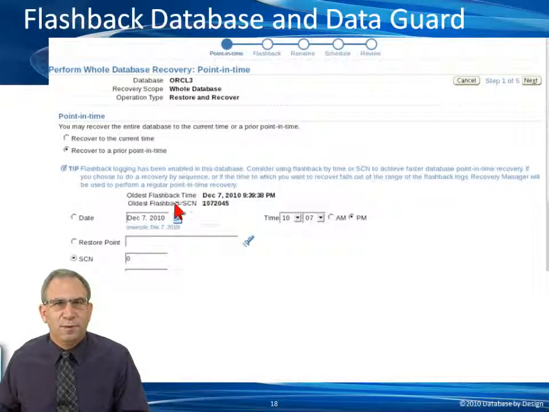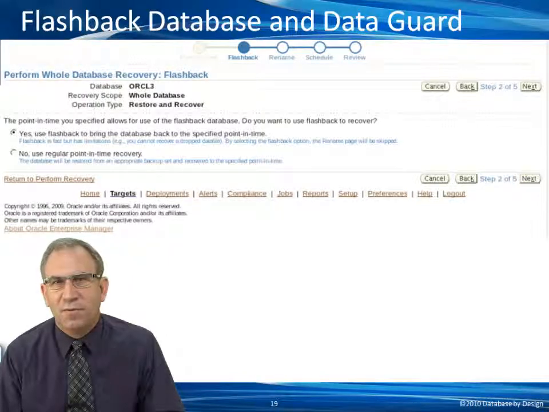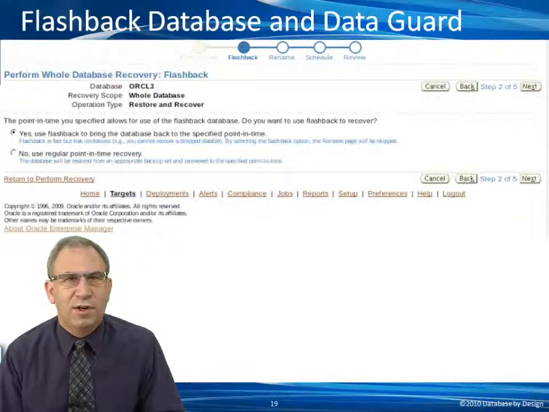This gives me the oldest time and the oldest SCN number. If I want to specify that time, I can do it here. If I want to specify the restore point, I could do it here. If I want to specify the SCN number, I would do it here as well. It is then going to ask me, how do I want to perform the incomplete recovery? Do I want to use flashback to perform the incomplete recovery, or do I want to do traditional point-in-time recovery?